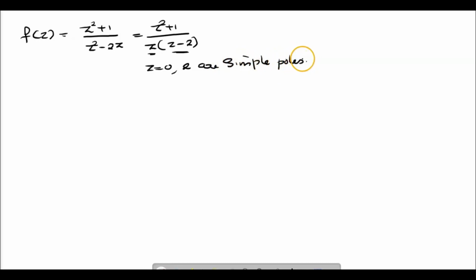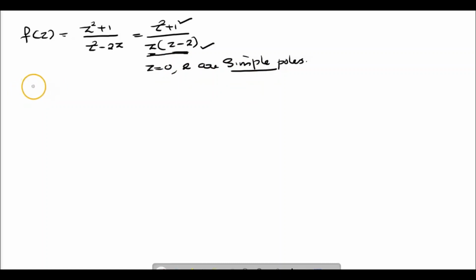In order to find the order of poles, you should consider the zeros of the denominator. What is the order of the zero of the denominator function? If z equal to 0 is a simple zero of this function, then it is a simple pole of f of z, and note that z equal to 0 is not a zero of the numerator. So z equal to 0 and 2 are simple poles.